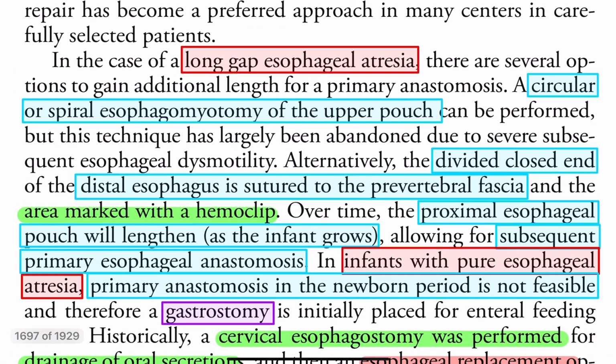In long gap esophageal atresia, a circular or spiral esophagomyotomy of the upper pouch is done, and the distal esophagus is sutured to the prevertebral fascia. The proximal pouch lengthens as the infant grows, and subsequent primary esophageal anastomosis is done. So this is done in long gap esophageal atresia.